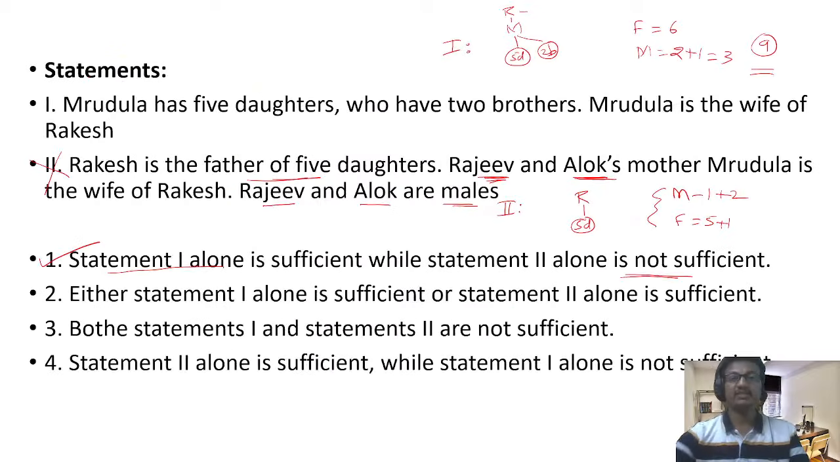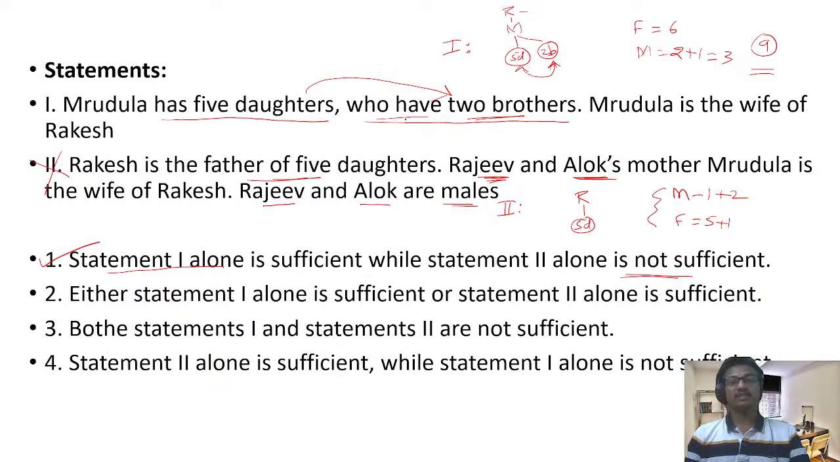Like in the previous case, Rajiv and Alok's mother Mrudula. You cannot say that these are the only children. There may be other male children for Mrudula. Had it been given as only, then you can see in statement 1, it is given clearly: Mrudula has 5 daughters who have 2 brothers. That means all the 5 daughters share these 2 brothers. So there are 5 daughters, and all these 5 daughters have 2 brothers.